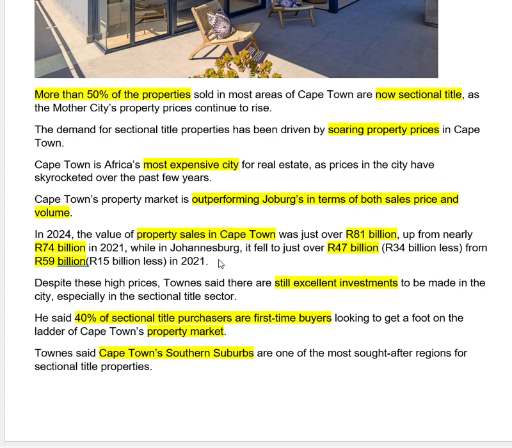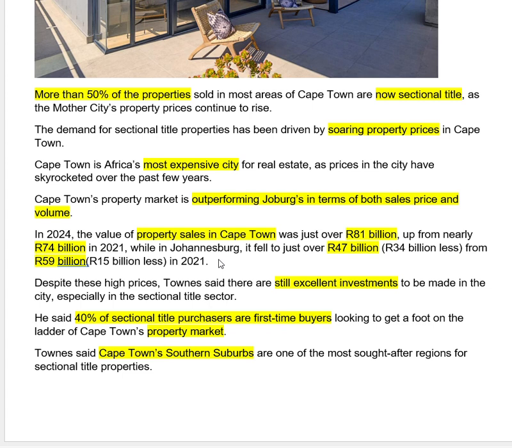Then if we're looking at 2021 to look at the performance, in Johannesburg, we had 59 billion, which is 15 billion less, right? Meaning to say now Cape Town is doing way better by 15 billion in 2021 and also is doing way better by 34 billion in 2024. If we see in 2024, we are doubling what was happening in 2021, right? So that proves that buying a property in Cape Town is still an excellent investment that you can take, right?